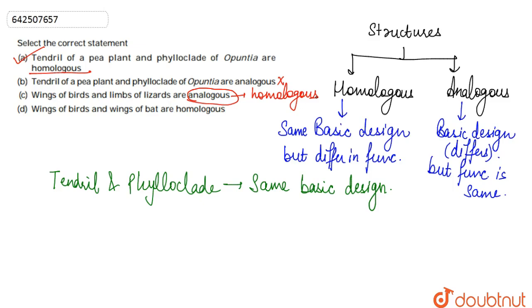And the fourth one says that the wings of the birds and the wings of the bats are homologous. No, they both differ in structure. They are basically analogous. They have the same function, that is, both of them use the wings for flying, but the wings in both of them are different in structure, so they are analogous organs. So the only correct statement here is statement A, so the correct answer is going to be statement A.